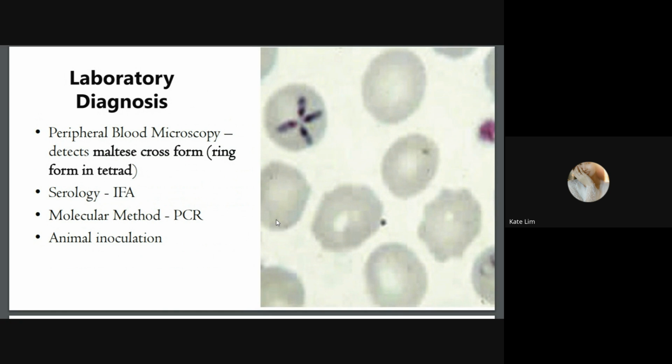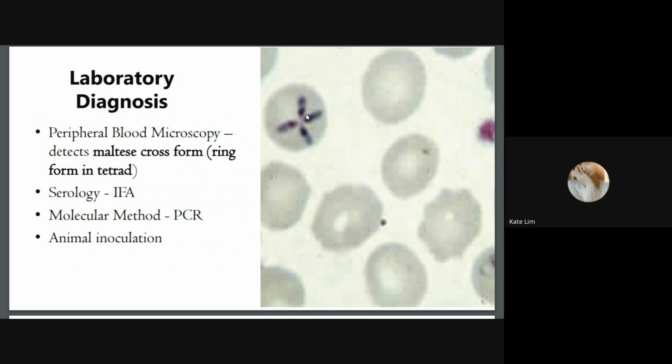Okay, so let's focus on the diagnostic hallmark of babesiosis. That would be your PBS. Just like malaria, the hallmark or gold standard for diagnosing symptomatic babesiosis is PBS. When examining a blood smear, one key feature to identify Babesia is this. This is a Maltese cross form. This is a tetrad structure formed by dividing ring forms. These are early stages of the trophozoites within the red blood cells.